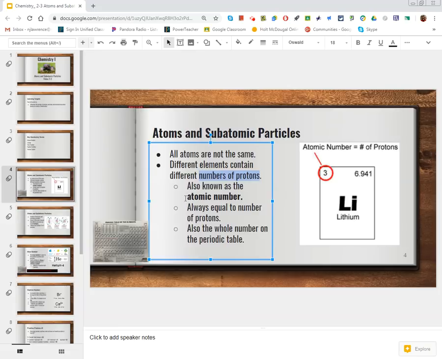This number is called the atomic number. The atomic number is simply the number of protons, and that's how we identify. That is the fundamental reason why each element is that element and why it behaves the way it behaves. This atomic number will always be equal to the number of protons, and it will always be a whole number on the periodic table.